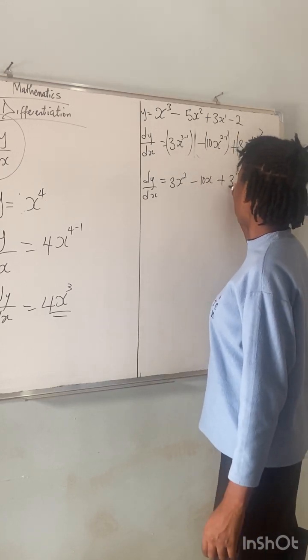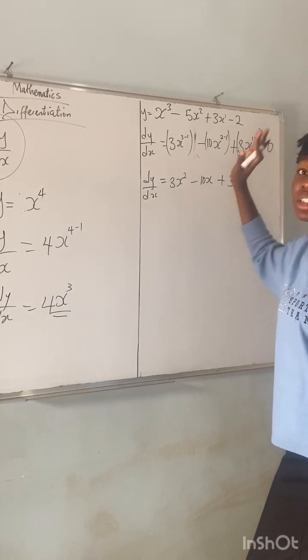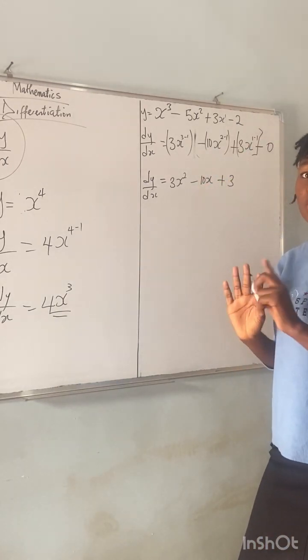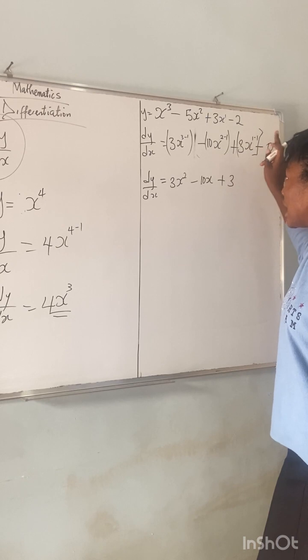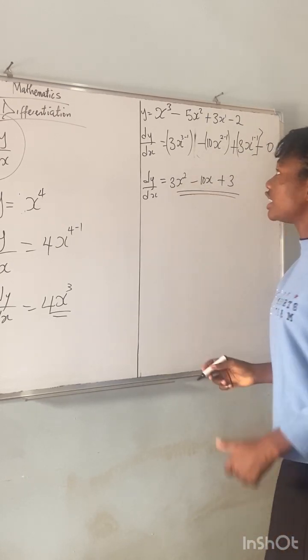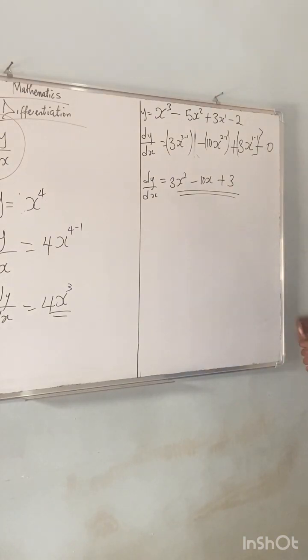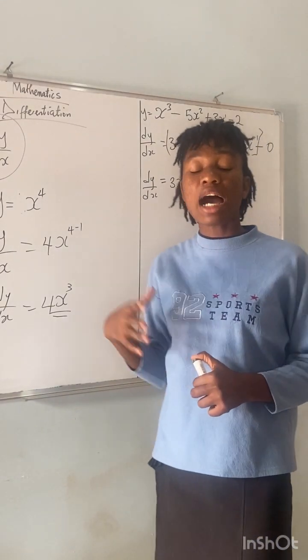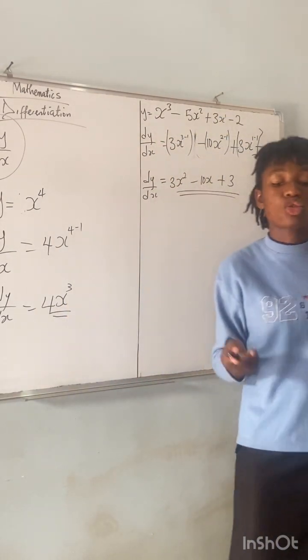And then plus 3. Okay, 1 minus 1 is 0. So raised to power 0 is 1. Okay, so we have 3 times 1 giving us 3. And then we have successfully differentiated our variable. Okay, we are differentiating our y with respect to x.